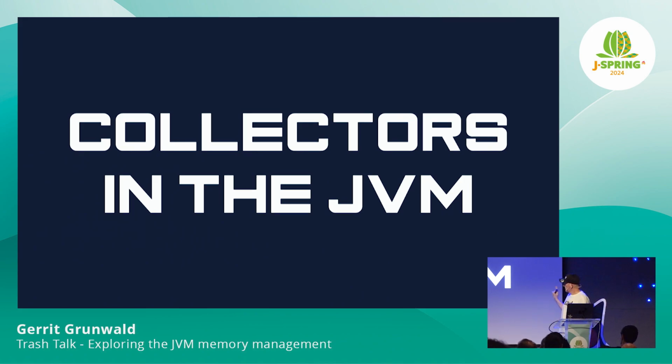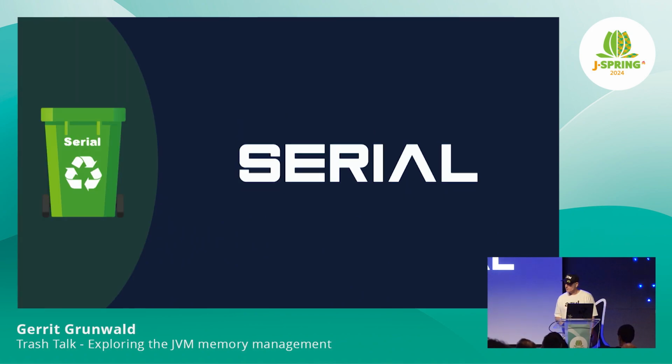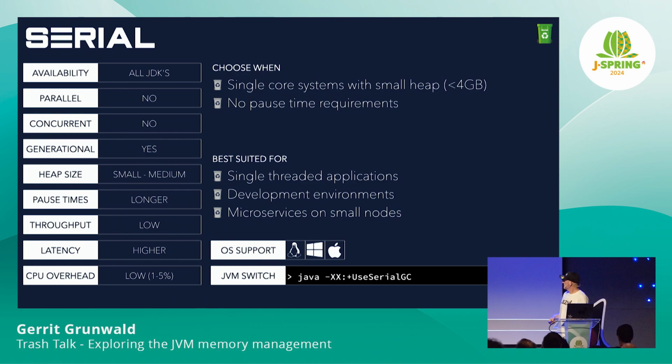So if we now take a look at the collectors in the JVM, we have different ones. We have the serial collector, still one of the defaults, right? Because the original slide deck had 270 slides, which doesn't really fit in 45 minutes, I created these more compact views of each collector, so sorry for that. You see on the left side, it's available in all JDKs, it's not concurrent, not parallel, it's generational. All the collectors are generational except one, and we will come to that.